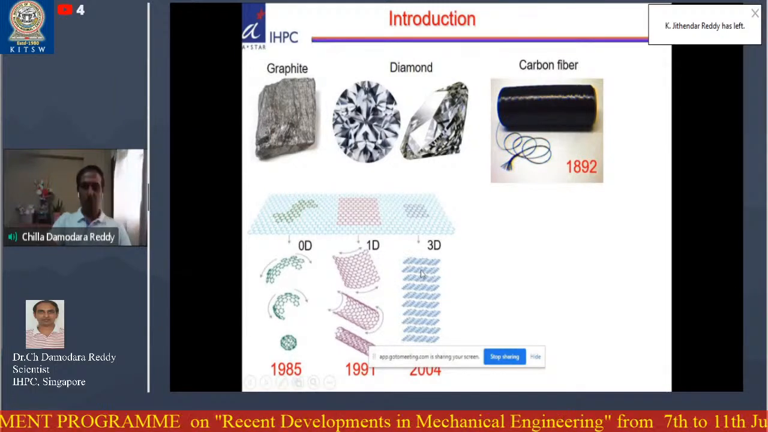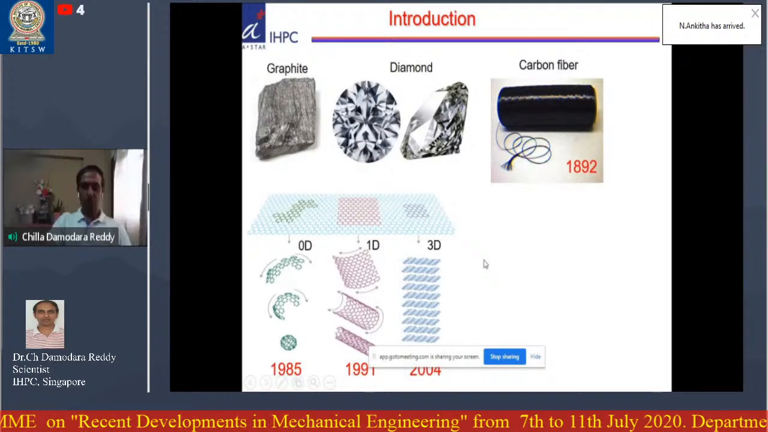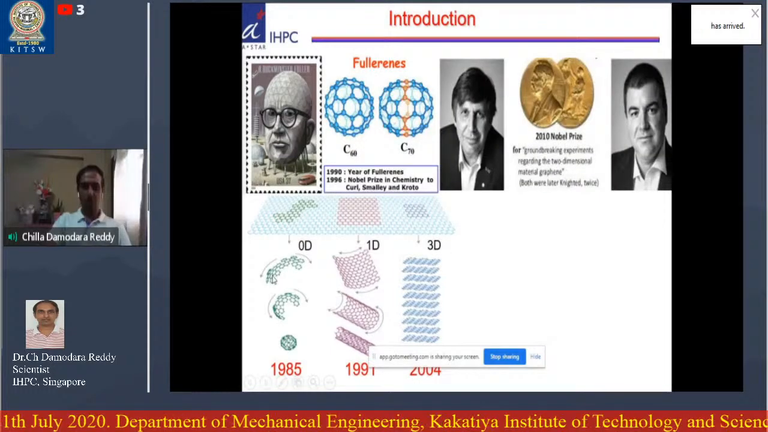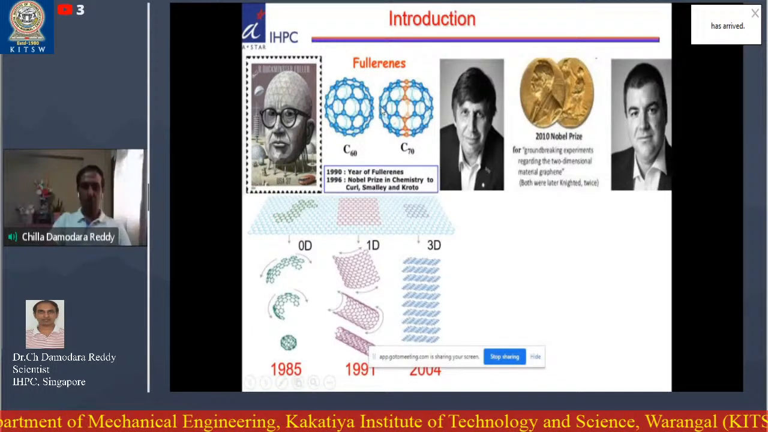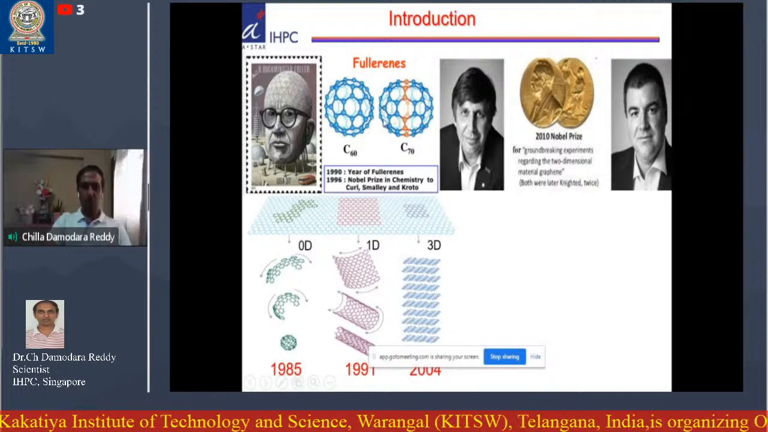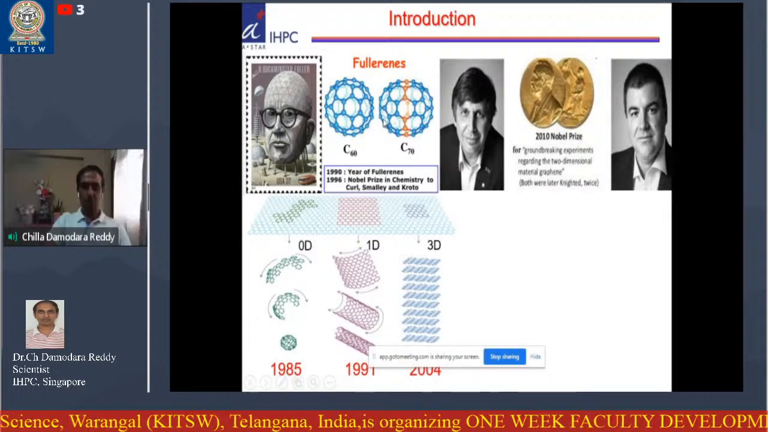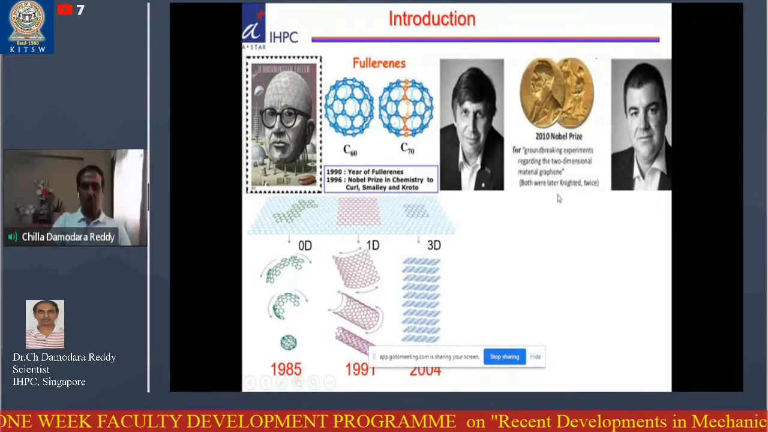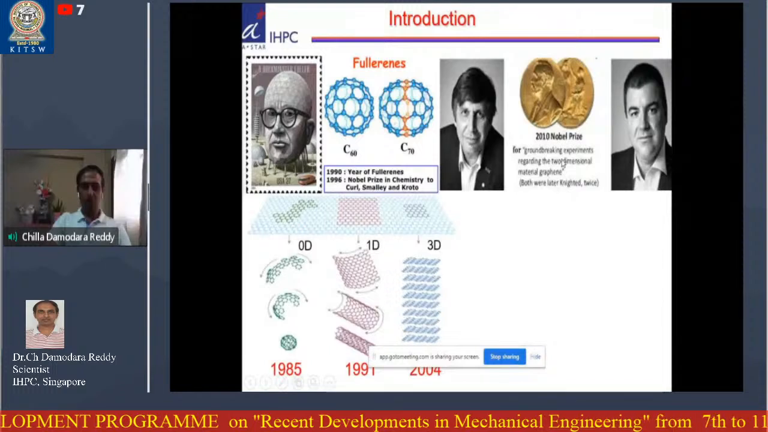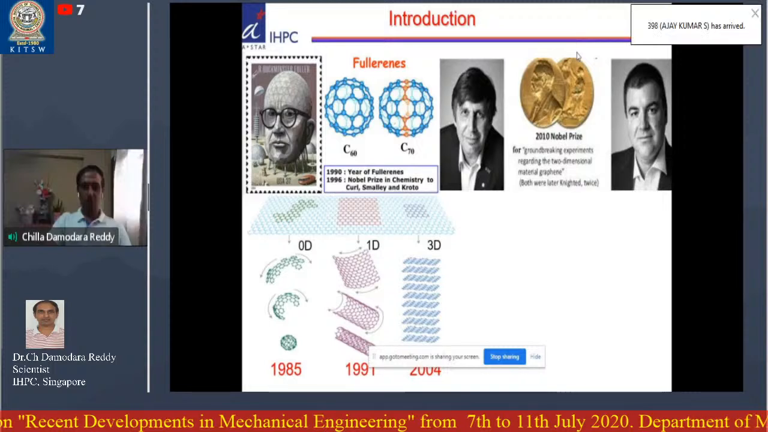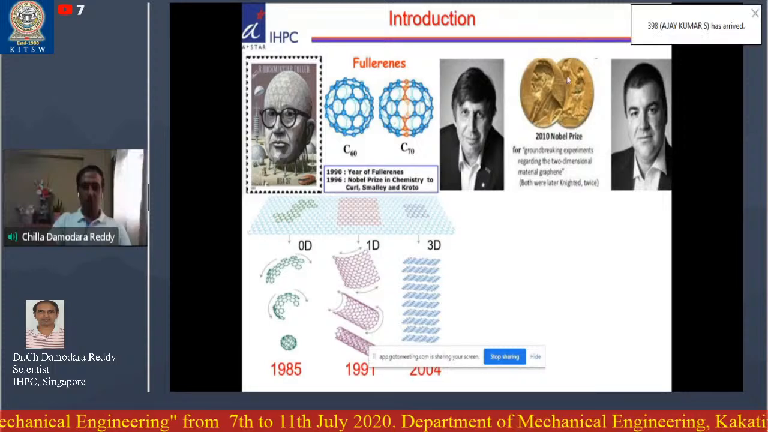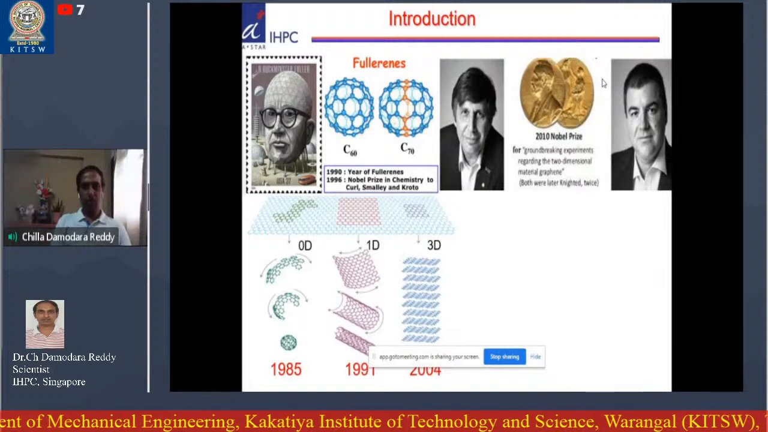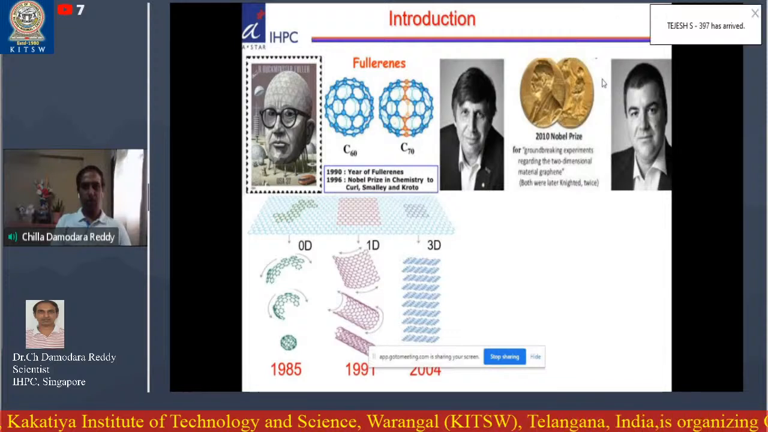So these three mainly focus on the carbon-related structures. If you see these two, especially the zero-dimensional and the three-dimensional structures, in zero dimension there was a Nobel Prize for three people, Curl, Smalley and Kroto. They got the Nobel Prize for this structure in 1996. And very recently, in 2010, the Nobel Prize was given to Novoselov and Geim from the UK. So there are a lot of interesting things going on in graphene and the one-dimensional and zero-dimensional structures.